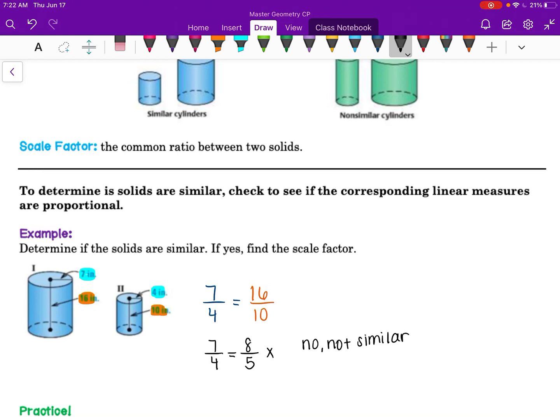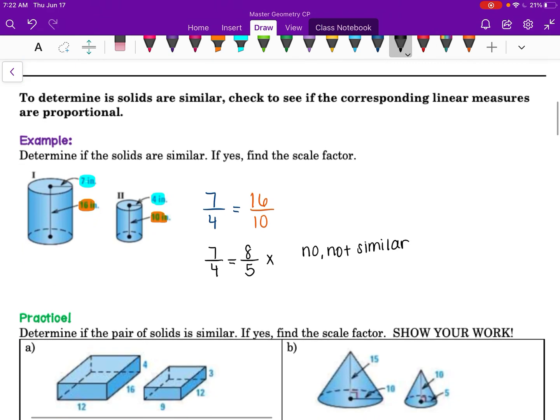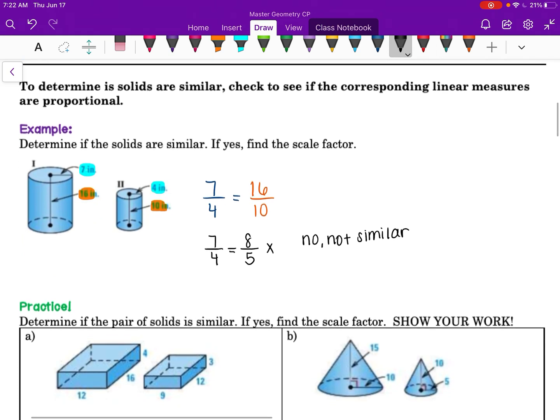Pause the video and try the two practice problems on your own.